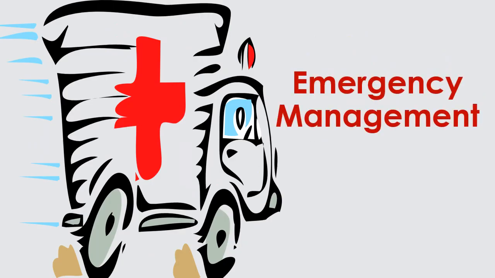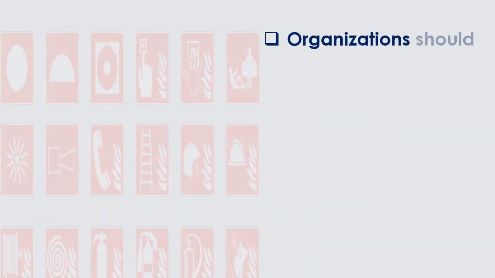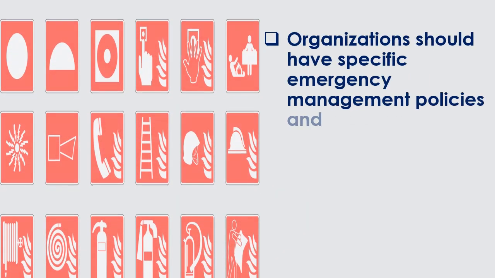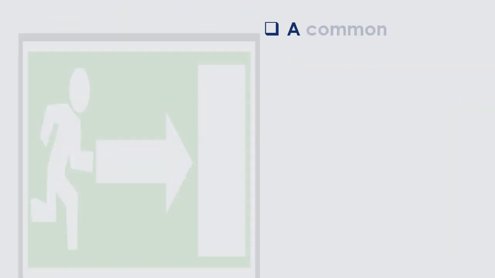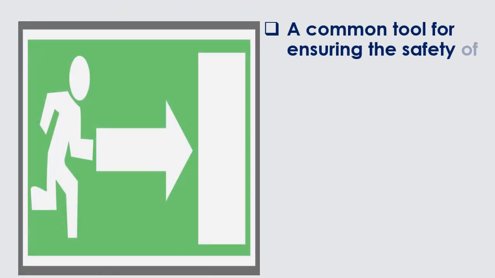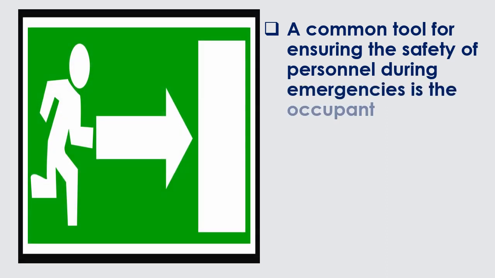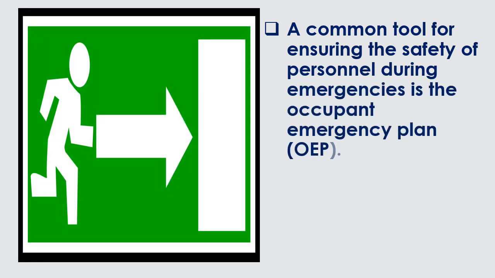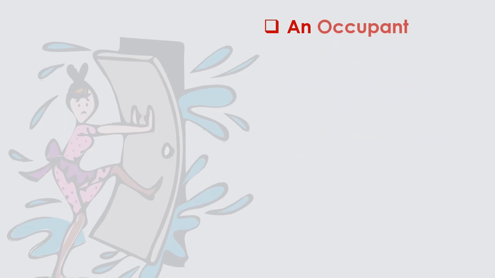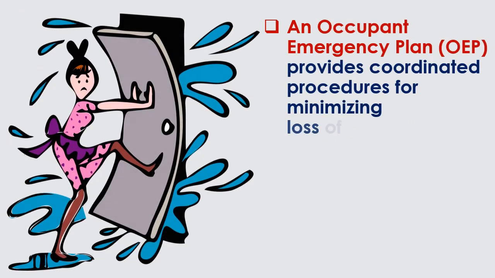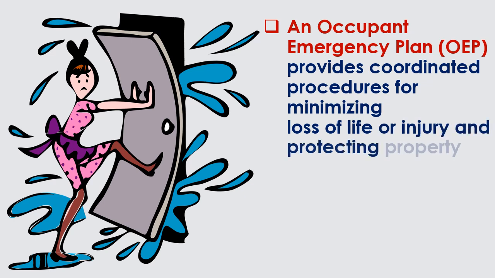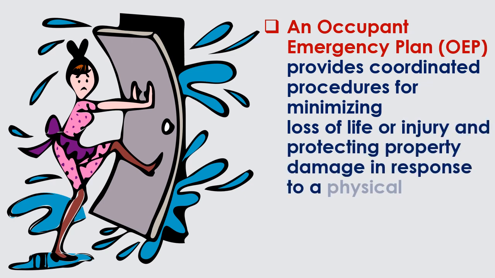Emergency management. Organizations should have specific emergency management policies and procedures in place. A common tool for ensuring the safety of personnel during emergencies is the Occupant Emergency Plan, OEP. An Occupant Emergency Plan, OEP, provides coordinated procedures for minimizing loss of life or injury and protecting property from damage in response to a physical threat.